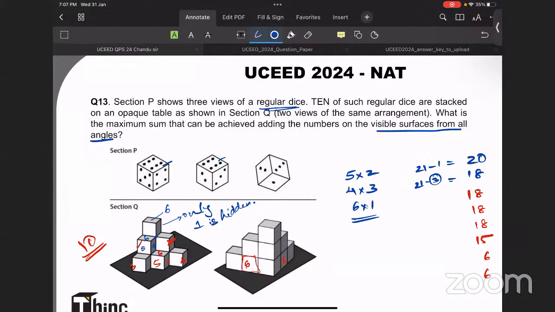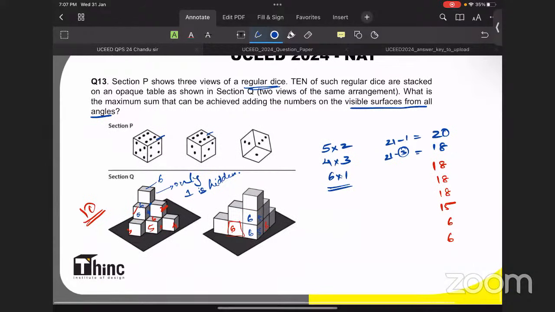is these 2 corner pieces. Okay, these 2 corner pieces. So I will make 6 and 5 visible in this. Okay, I will make 6 and 5 visible in this. So 11.